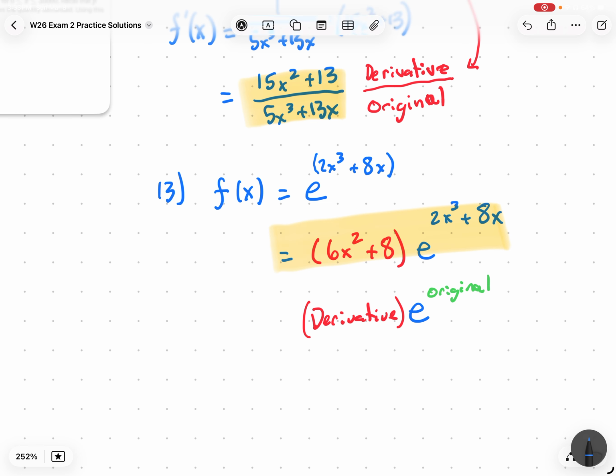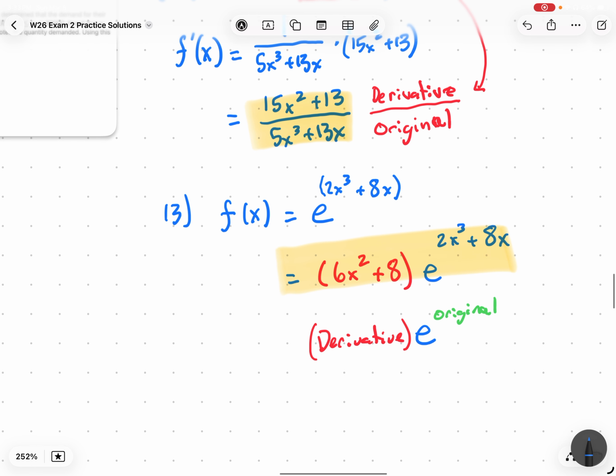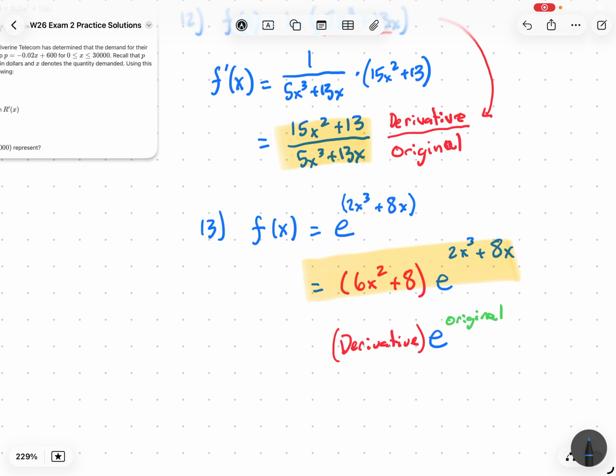Okay, those two should be pretty quick. I'm expecting good results on those. My fingers are crossed, obviously, because mistakes happen. But if you remember derivative over original and derivative e to the original, you'll be in good shape.